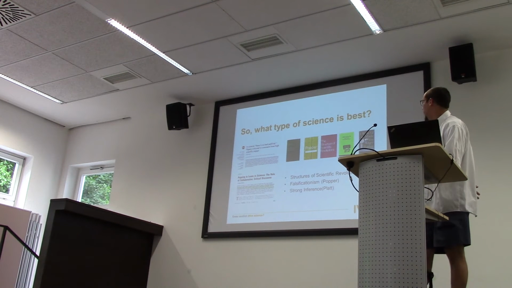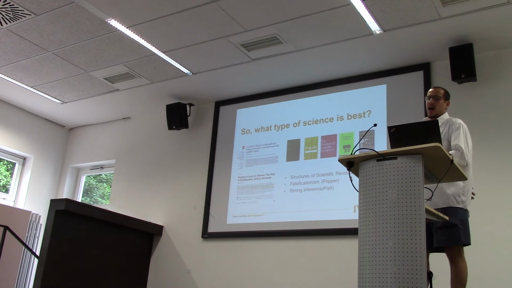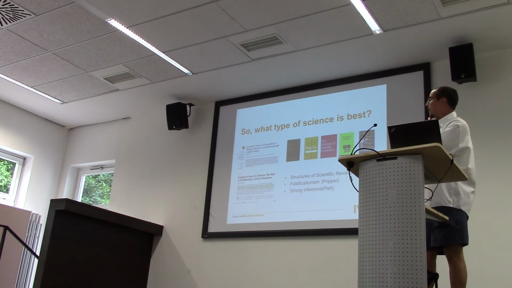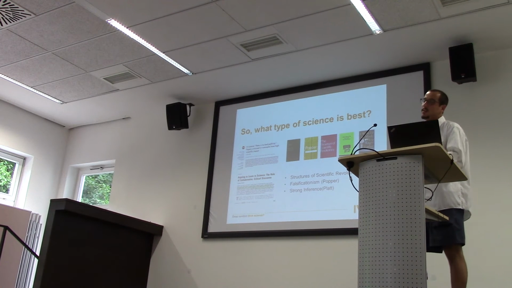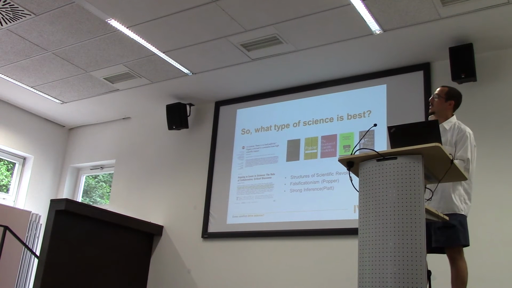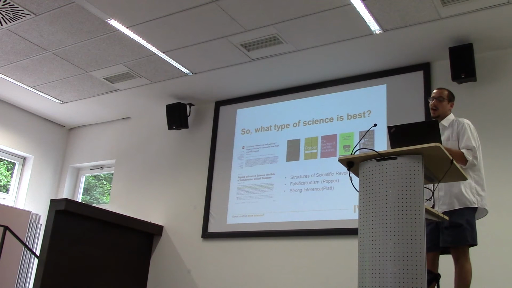So what type of science is best? I think I explained why we should look at science, but what type of science is best, and this is the question philosophers of science have really looked at. For instance, Kuhn wrote about the structure of scientific revolutions, and he basically said that extraordinary science, which is not the ordinary science, happens when the scientists disagree about something.